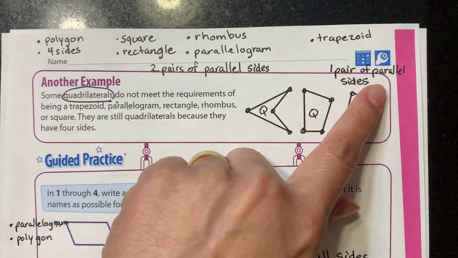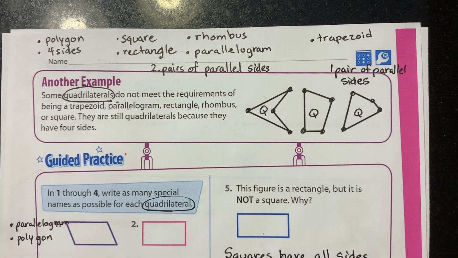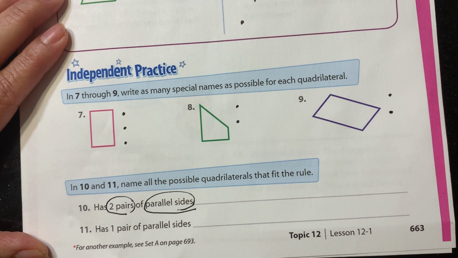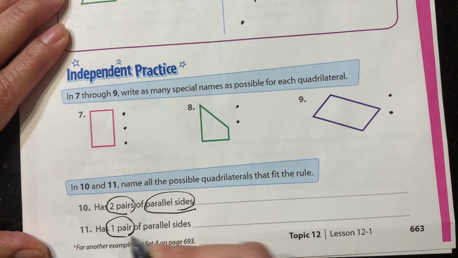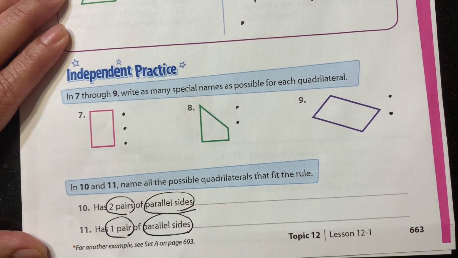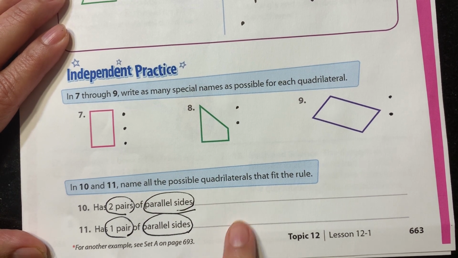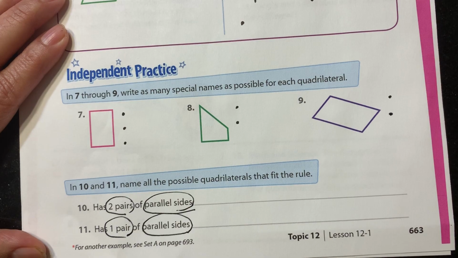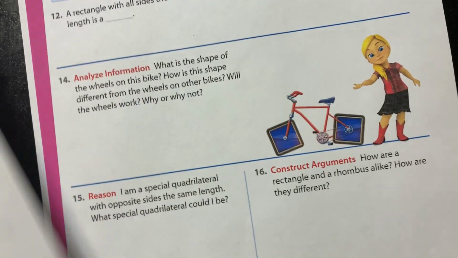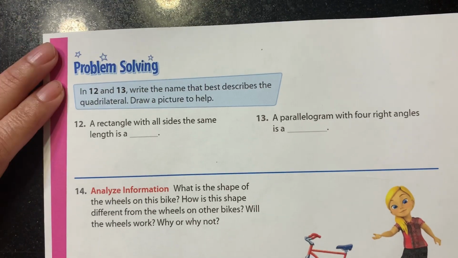Trapezoid is different. It only has 1 pair of parallel sides. So keep that in mind as you're working on number 10 and 11. This one here has 1 pair of parallel sides. That one's the one I just mentioned. Again, use the list above to write in the name of the quadrilateral. Now I'm going to move on to the back in problem solving.